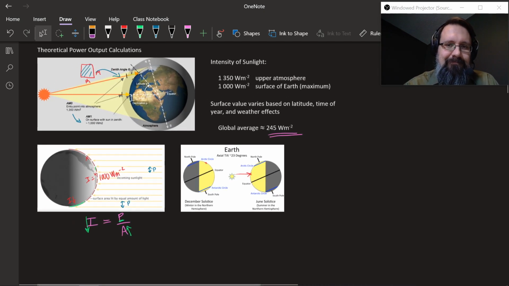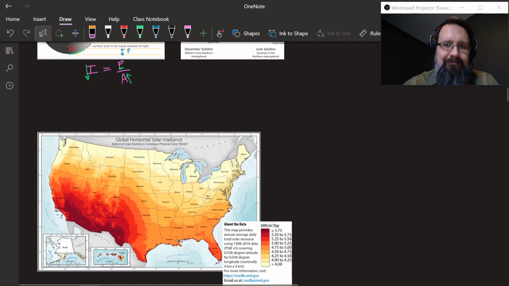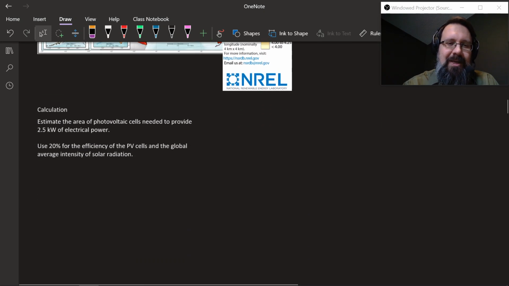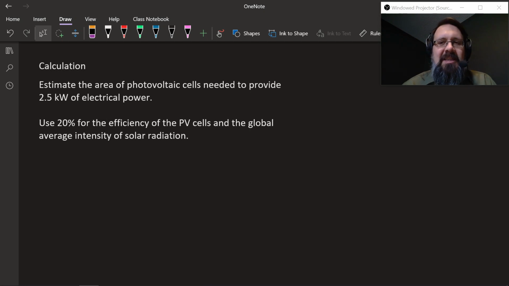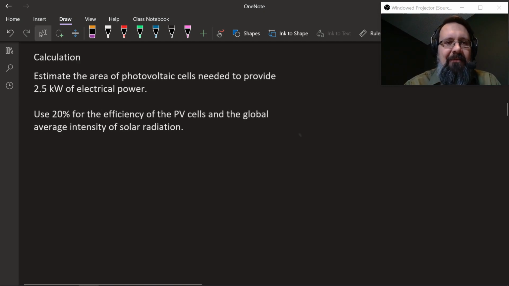Cool. Let's do a calculation. Let's estimate the area of photovoltaic cells that we would need to provide 2.5 kilowatts of electric power. You could say that's about what the typical household needs at its peak. If you want to run your heater, your air conditioner, your refrigerator, your television, all the different things in your house, about 2.5 kilowatts is a pretty good amount of power to give to an average house.